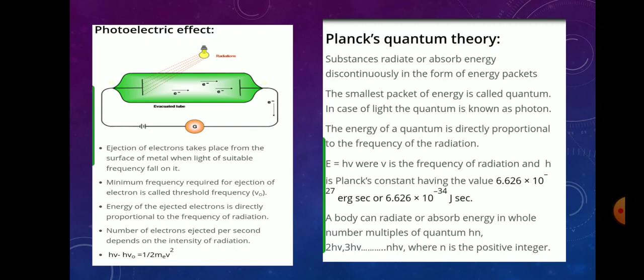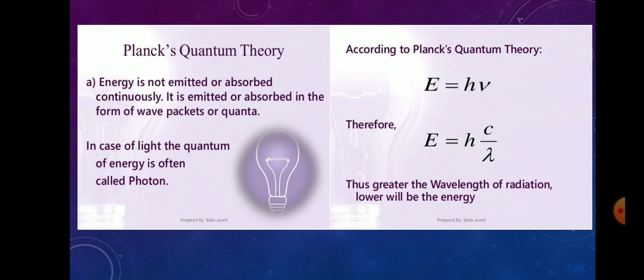A body can radiate or absorb energy in whole number multiples of the quantum: h nu, 2h nu, 3h nu and so on up to n h nu, where n is a positive integer. Planck's quantum theory: energy is not emitted or absorbed continuously; it is emitted or absorbed in the form of wave packets or quanta. In case of light, the quantum of energy is often called a photon. According to Planck's quantum theory, E is equal to h nu, therefore E is equal to h c by lambda. Thus, the greater the wavelength of radiation, the lower will be the energy.